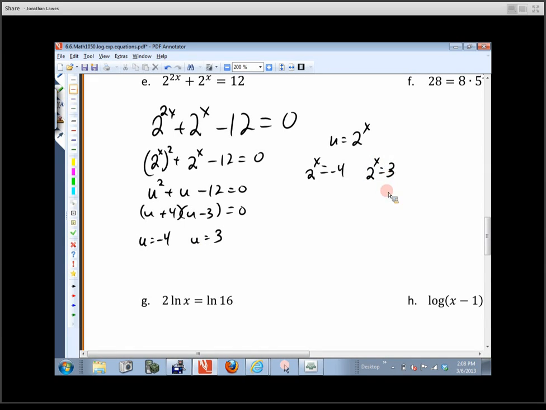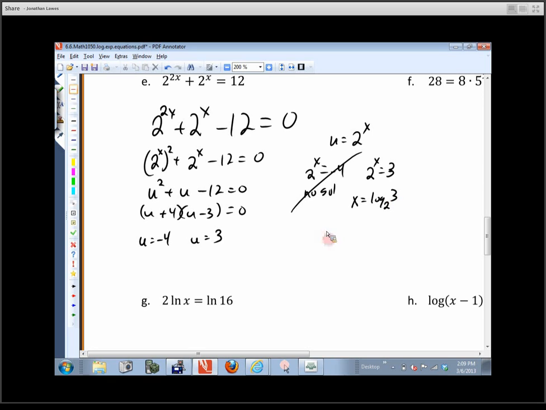Okay? Now take a good look at this one right here. 2 to some power equals negative 4. No solution. You can stop right there. No answer comes from that. 2 to some power equals 3. Sure. Now, you could do it this way. And again, this is why I like you to think about how logarithms work and about how inverses work. If I were to do this problem and take the log base 2 of both sides, I get x equals log base 2 of 3, right?